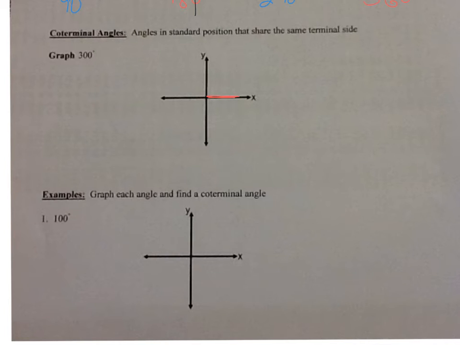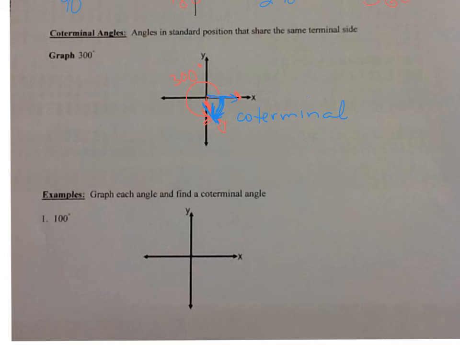So it starts here. This would be 90, 180, 270, 300. It's going to terminate in quadrant 4, like this. So there's 300 degrees. It opens up like that. I want an angle that's in standard position, which means it has to start here and share the same terminal side. So it has to end here in the same spot. So this angle that opens down starts on the initial side and ends here on the terminal side going down. So this one right here is coterminal.